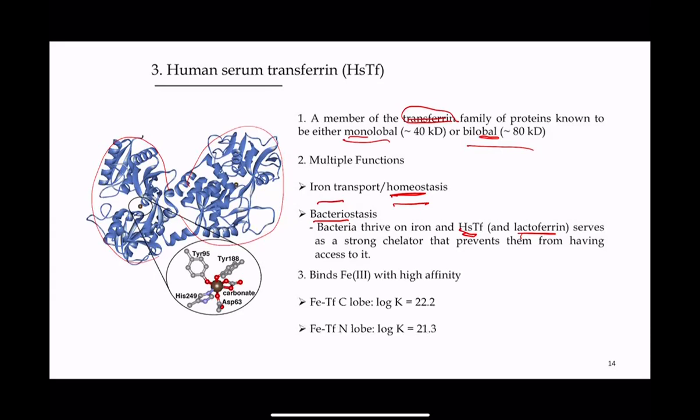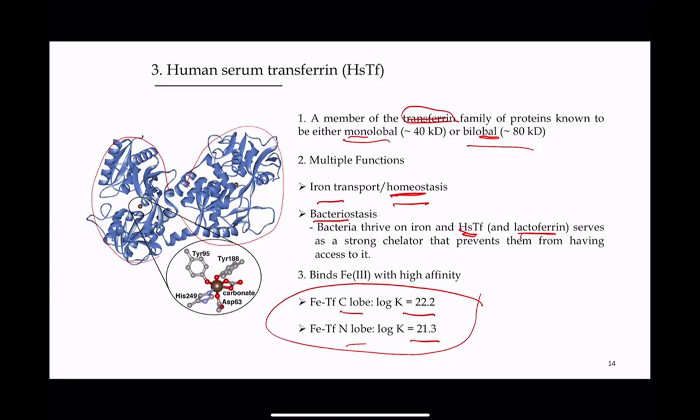In terms of the affinity, here are the affinity constants of iron bound to the two lobes. I want to ask, just to remind us, when I refer to the C or the N, what am I actually referring to in a protein? Do you remember? The terminals. So when I say C lobe and N lobe, I'm referring to the lobe that is towards the C terminus and the lobe that's towards the N terminus. What we can see is that these affinity constants are similar but not identical. In fact, this is a log number, so log K. They're different by an order of magnitude, so 10 times, right?